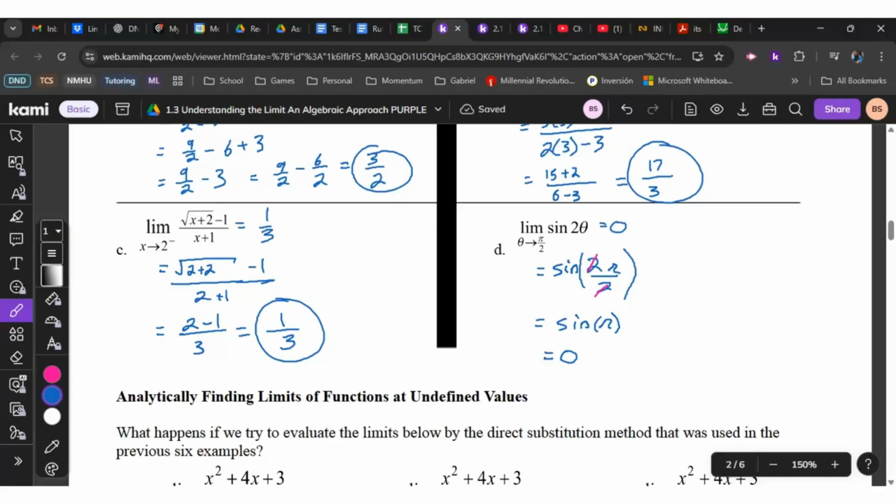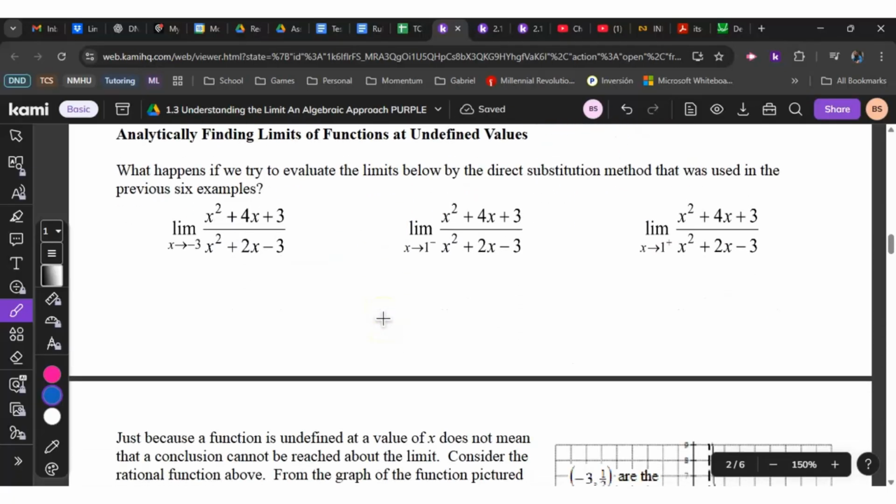What does that mean? It means it's 0. No, it's just 0. There's no problem. It just means it's 0. It's going through the x-axis.